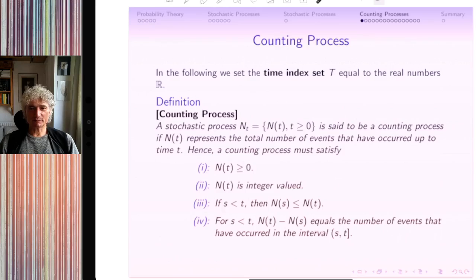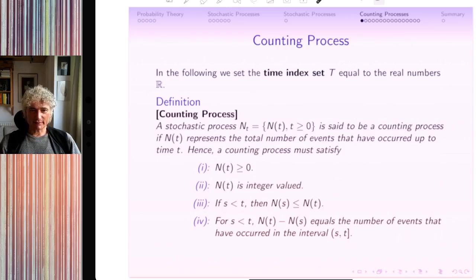Hence, a counting process must satisfy 4 axioms. The first of all is that if we count events, this means n of t has to be bigger or equal to 0. So what that means is either we count no events or we count some events, and then this is bigger than 0. Then n of t is integer valued. That is also clear because we count. And if a time s is less than a time t, then n of s is less or equal than n of t. That is also clear. That's what we expect from a counting process, because if we have more time, we can count more events.